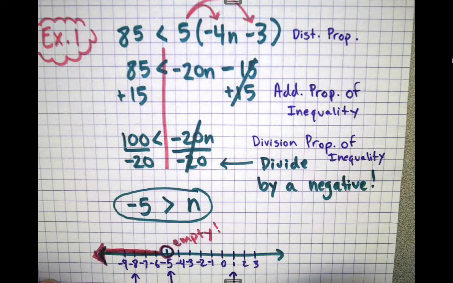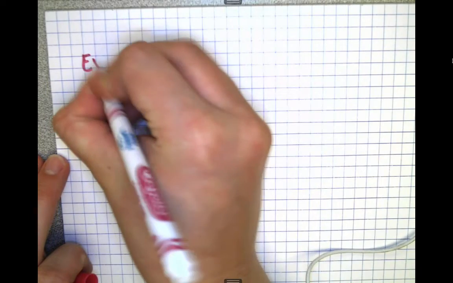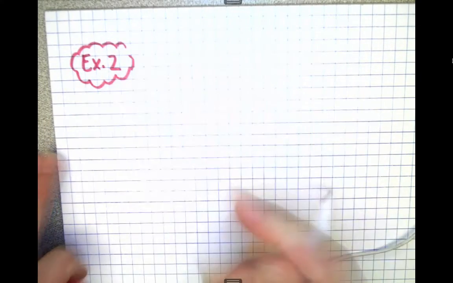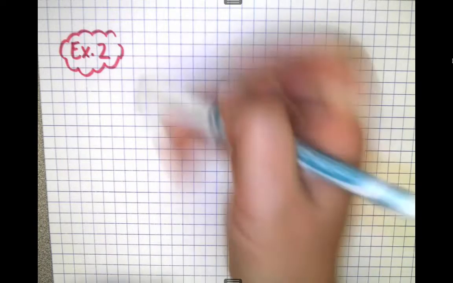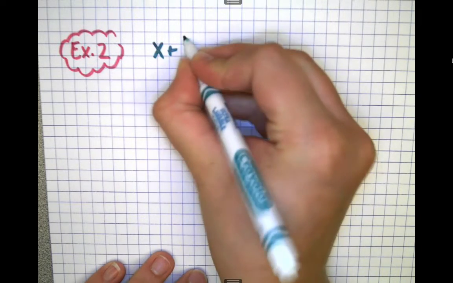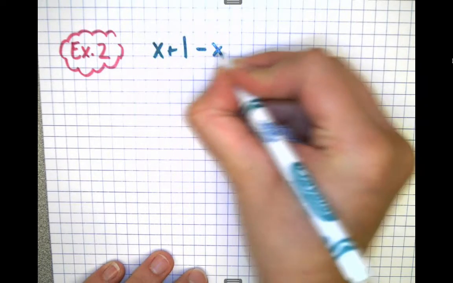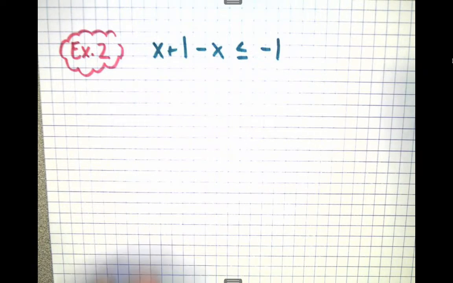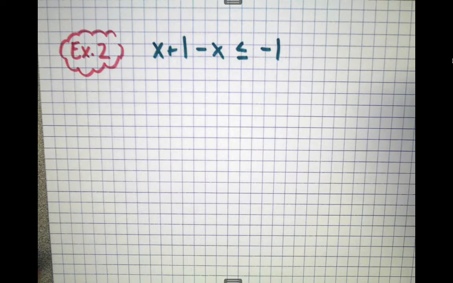All right, so let's try another example. Let's try some different problems. I'm going to show you kind of a weird case in this next one. Example 2. This example, again, you can write it down and try them yourself first. It's kind of nice to see if you know what you're doing. So here is our problem. It is x plus 1 minus x is less than or equal to negative 1. x plus 1 minus x is less than or equal to negative 1.